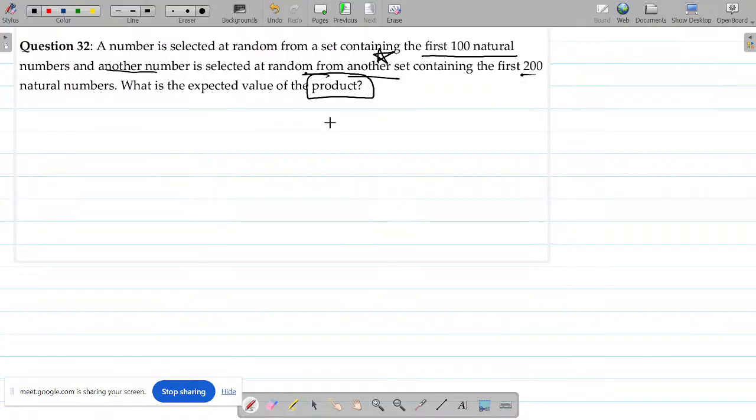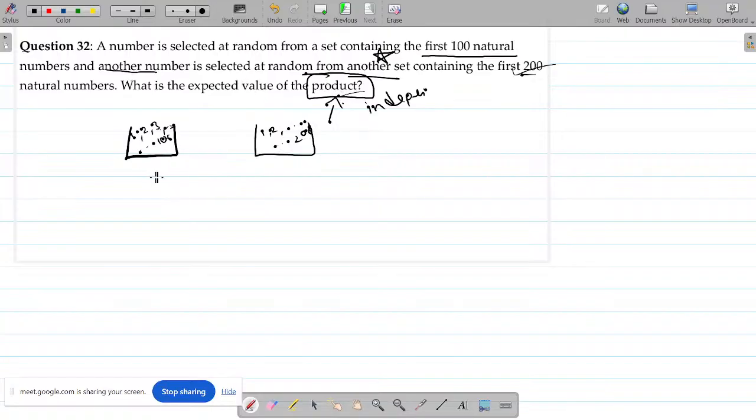See, whenever you find this word product, you have to be very careful about whether the events are independent or what. Okay. They are giving one set, one box containing 100 numbers. What do you mean by 100 numbers? 1, 2, 3, up to 100 you have. There's another box containing the first 200 natural numbers. So 1, 2, 3, up to 200. They're asking what is the expected value of the product.